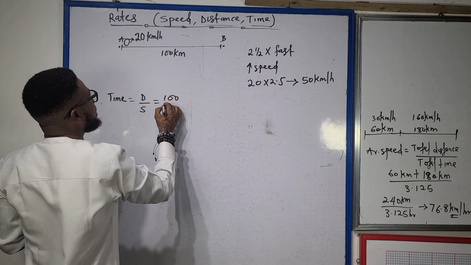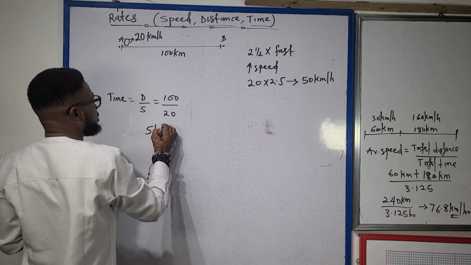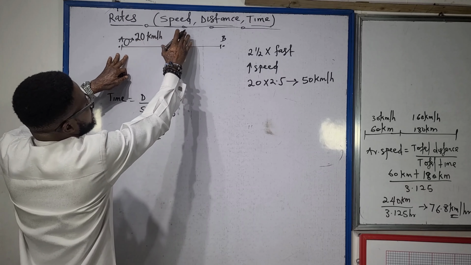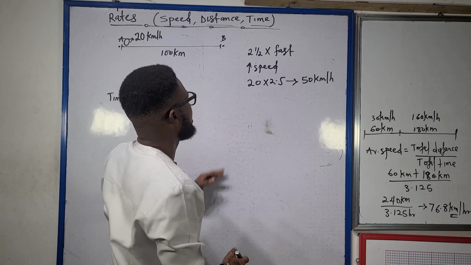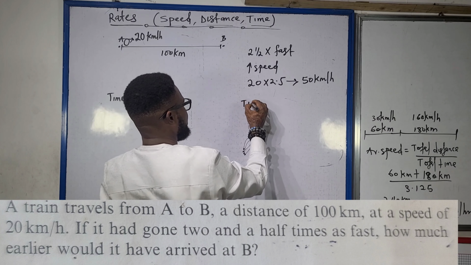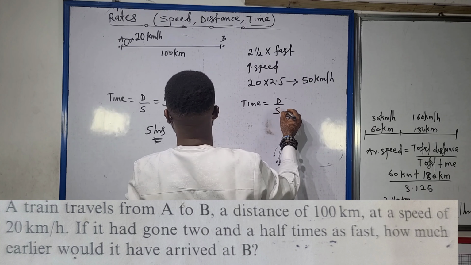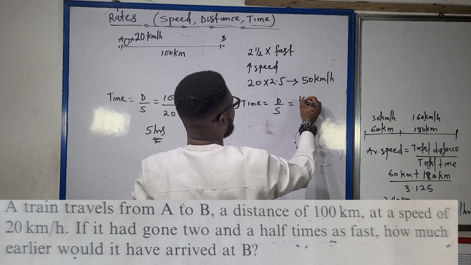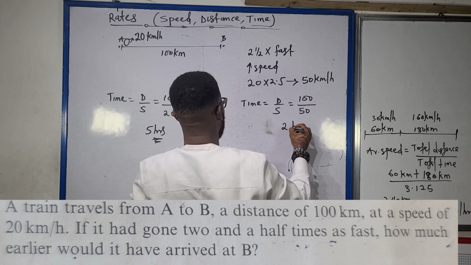So this would have been 100 over 20, and this would have been 5 hours. If it had moved at 20 kilometers per hour, it would have arrived after 5 hours at B. But if it had moved 2.5 times faster, my timing is still going to be distance over speed, and that is going to be 100 divided by 50, and that would have been 2 hours.